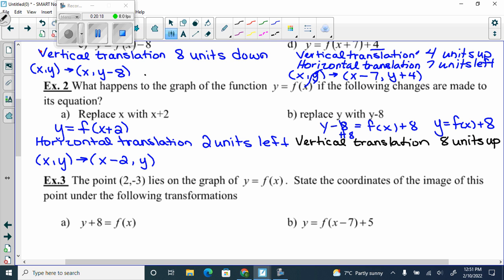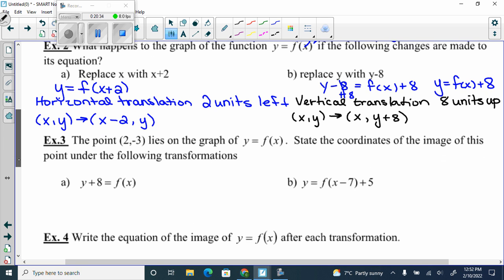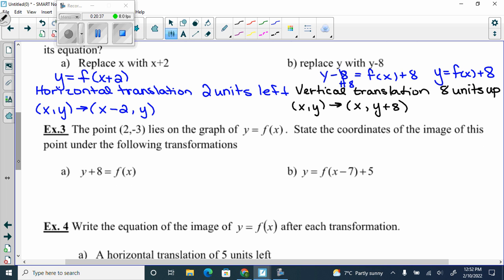What would my mapping do? So your x, y becomes, x stays the same and your y adds an 8.